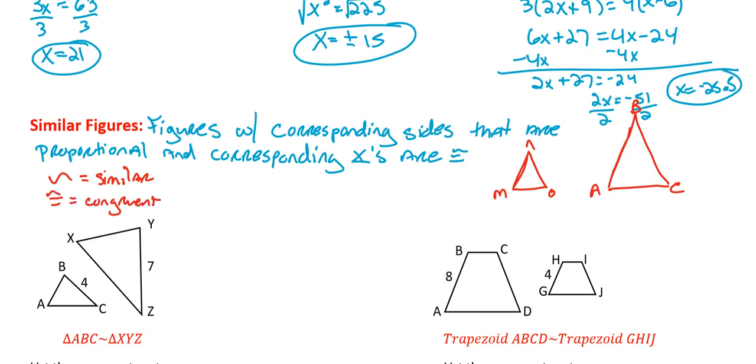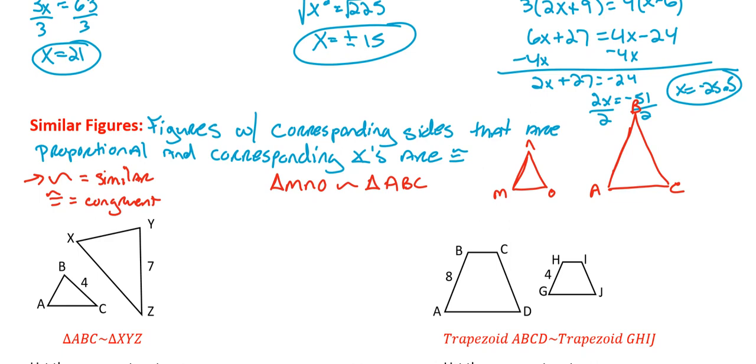And when it's similar, this is called a tilde. It's just the tilde part, no equal sign underneath. So if they're similar, you're going to see a statement like the following: triangle MNO is similar to triangle ABC.